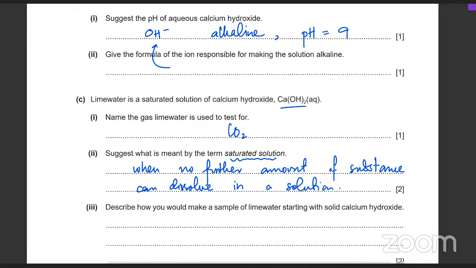Or maximum amount of solute has already dissolved in a solution, that is saturated. In a saturated solution, crystallization starts. The ions start joining up and they start forming a crystal.